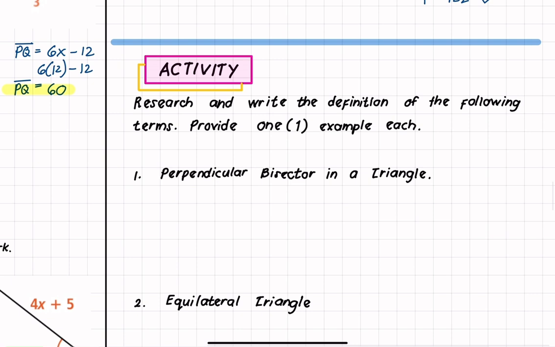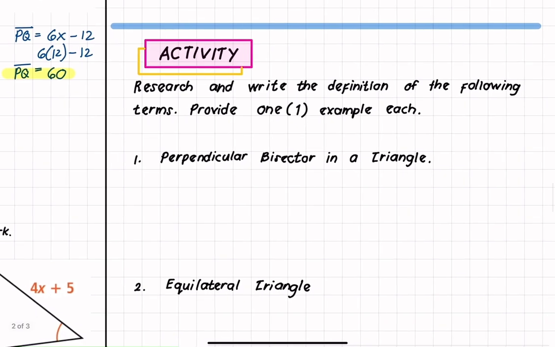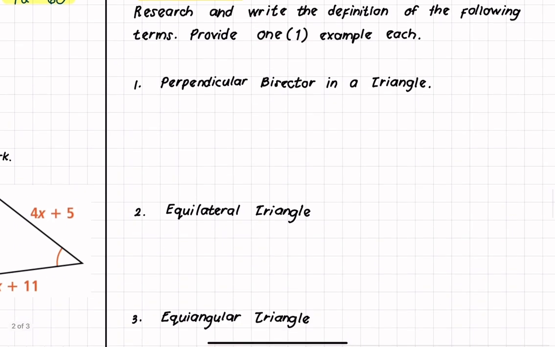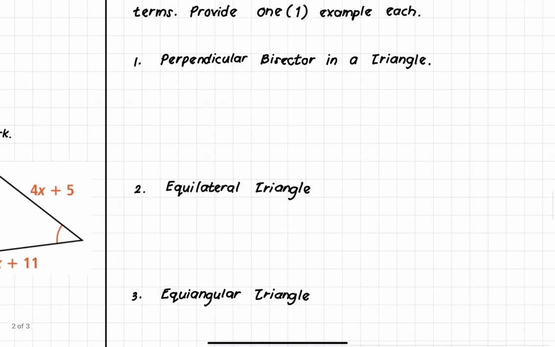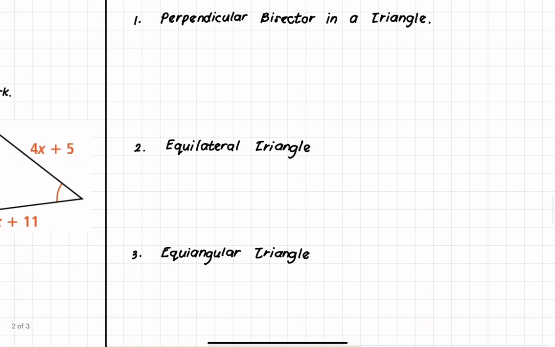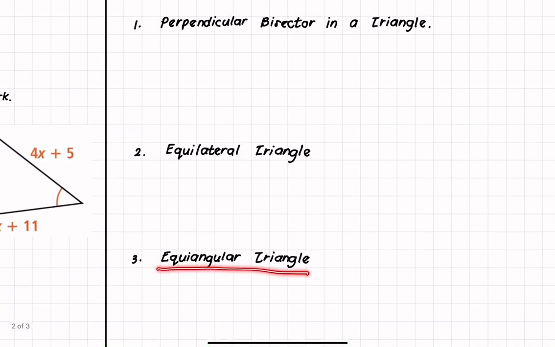Okay, so for the last part of the activity class, I want you to research and write the definition of the following terms and then provide one example each. First is perpendicular bisector in a triangle. Please define it. Equilateral triangle. And lastly, equiangular triangle.